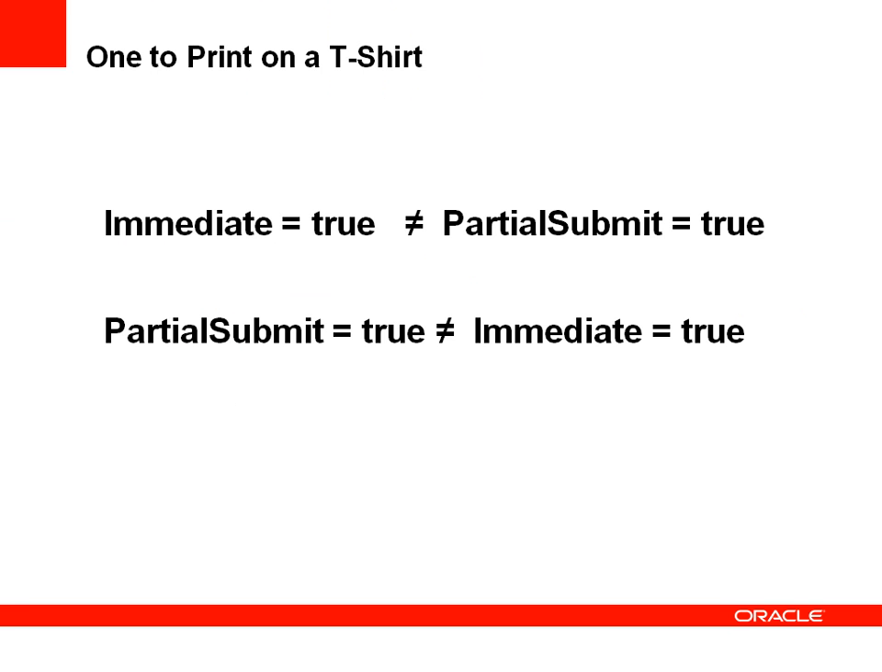So one you want to put on a t-shirt also is immediate equals true doesn't mean partial submit equals true. Or on the same side, partial submit equals true doesn't mean immediate equals true. Partial submit is a functionality in ADF Faces that allows you to submit specific, or a component, I should put it that way. Partial submit means you're submitting a form and then using partial triggers you decide which component on the screen should be refreshed after that.